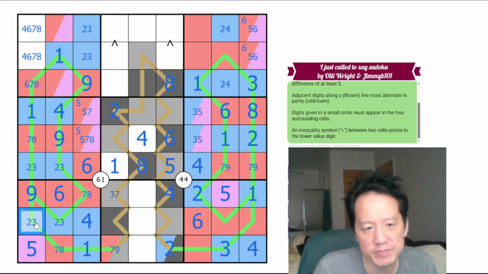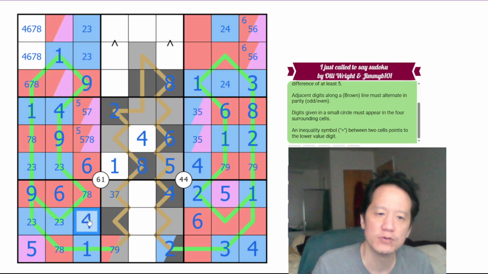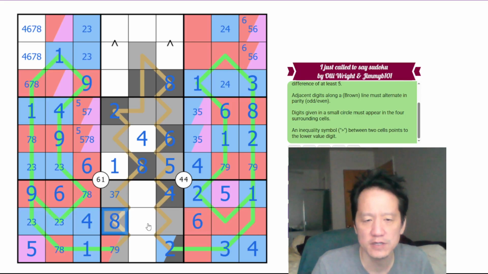This is an even digit, but it cannot be 2 because of the 2, 3 pair in the row. Can't be 4, can't be 6. This has to be 8. So that's 8.